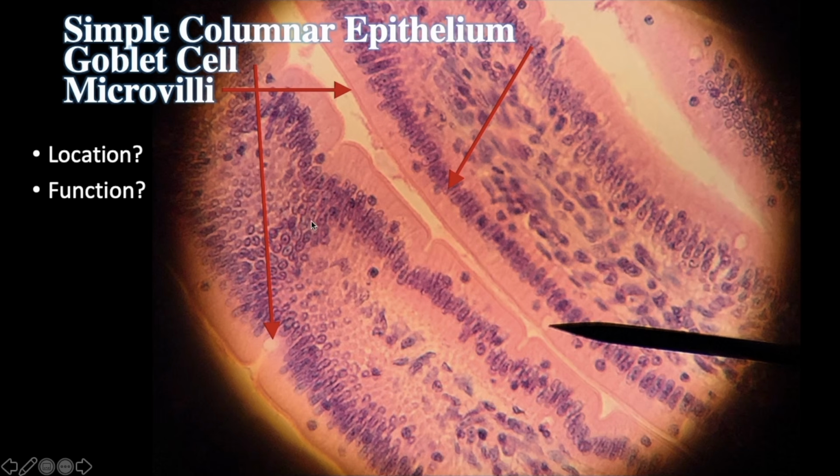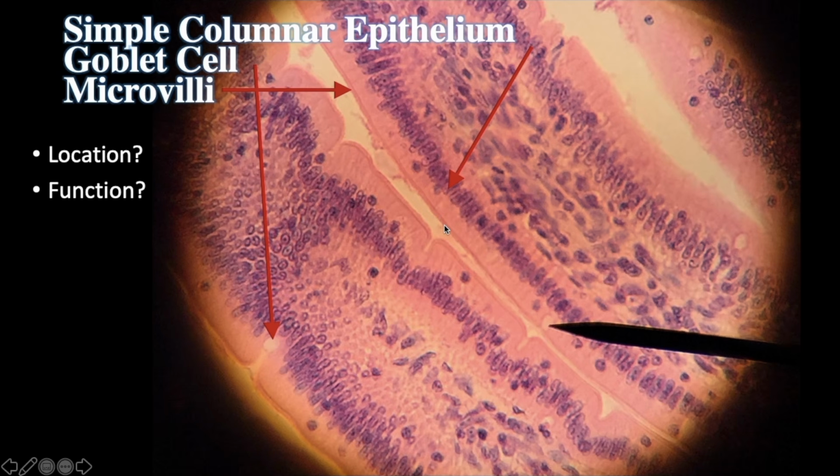Notice the goblet cells. Goblet cells secrete mucus. And then you see the line of microvilli. Tiny, you have to zoom in even more, but you've got these little hairs going like this. The longer hairs are called cilia, and the shorter hairs are called microvilli.